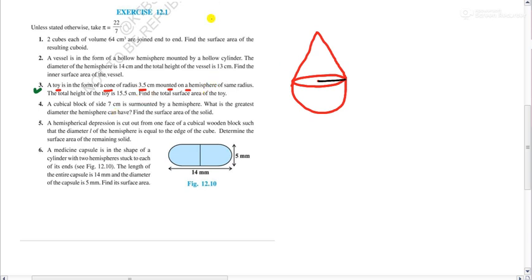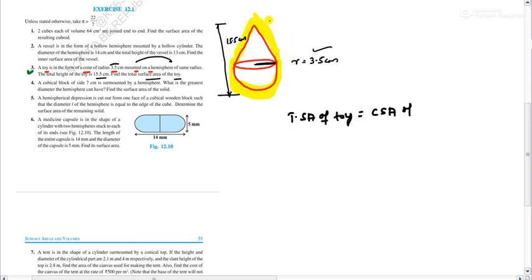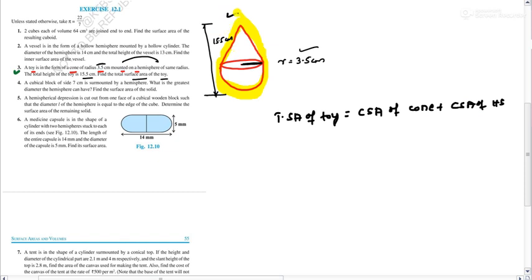Okay, coming back to the question. TSA of toy is equal to CSA of cone plus CSA of hemisphere. Right, guys? Are you getting it? Now, what is the formula of CSA of cone? It is just pi r L. What about hemisphere? It is 2 pi r square.